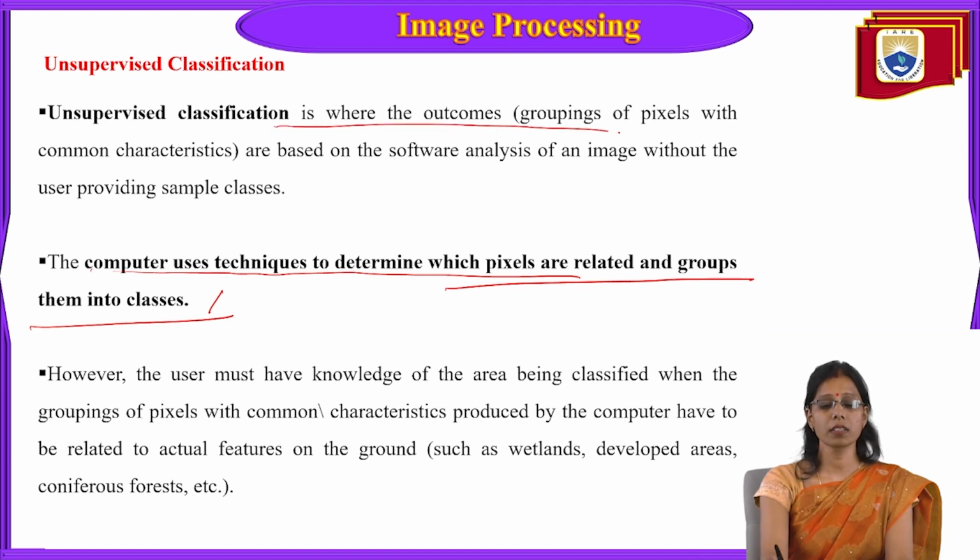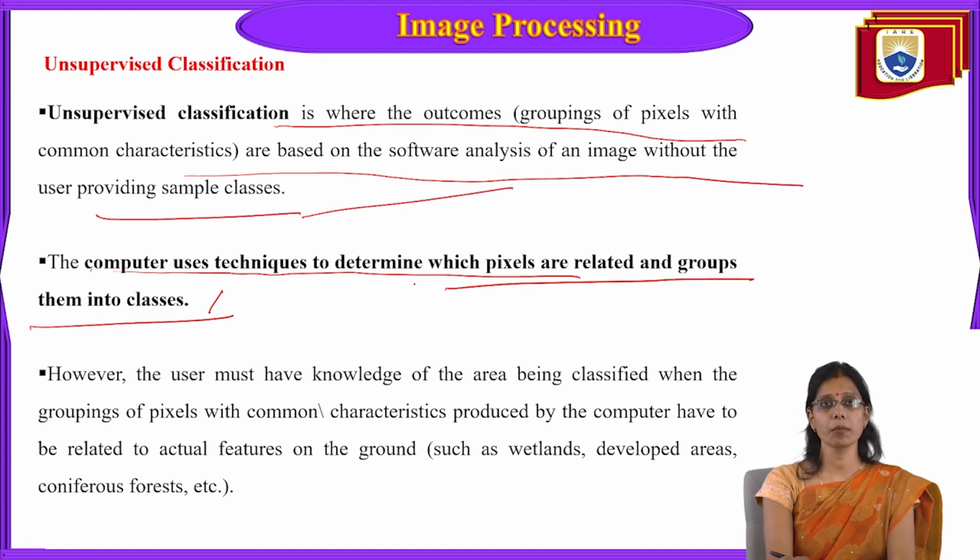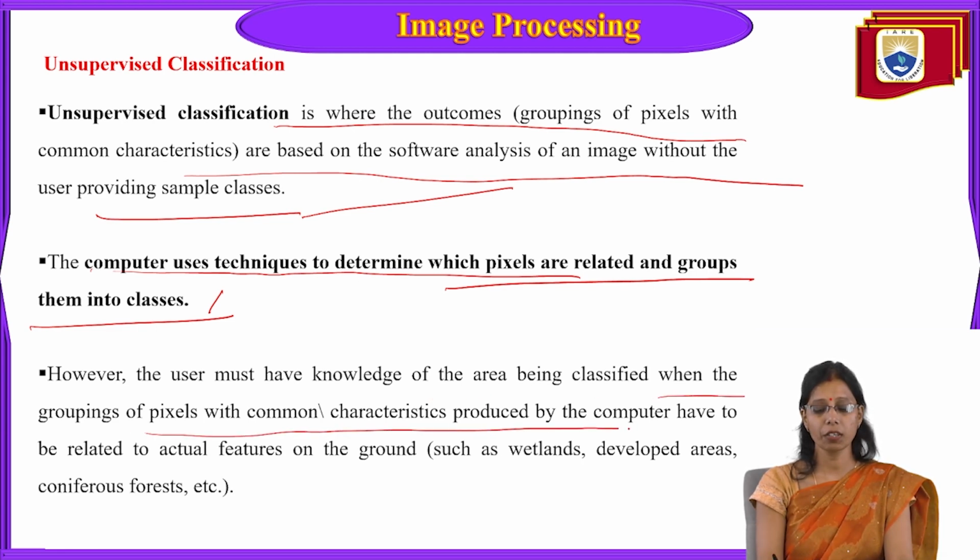So unsupervised classification is where the outcome is a grouping of pixels with common characteristics, based on the software analysis of an image without the user providing sample classes. So here the sample classes are not provided, whereas with the training pixel in supervised classification we provide the sample classes. However, the user must have knowledge of the area being classified, when the groupings of pixels with common characteristics produced by the computer have to be related to the actual features on the ground, such as wetlands, developed areas, coniferous forest. And also, unsupervised classification can be automatically generated by the computer system.